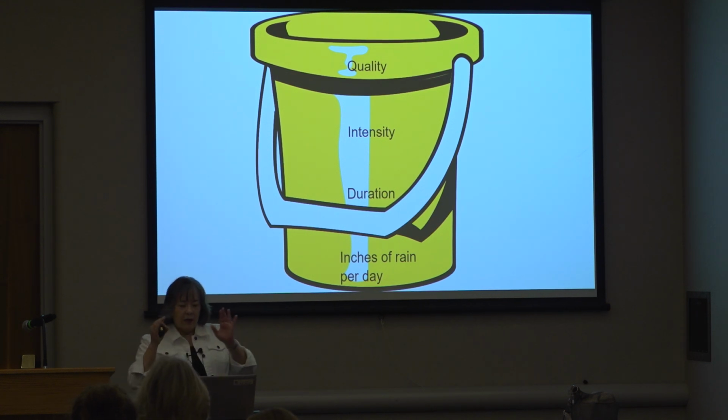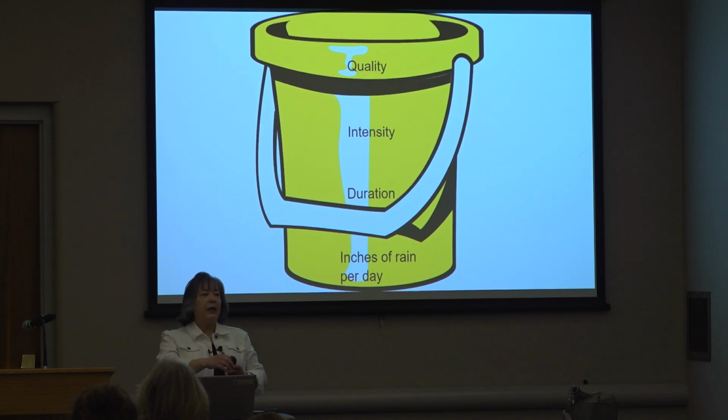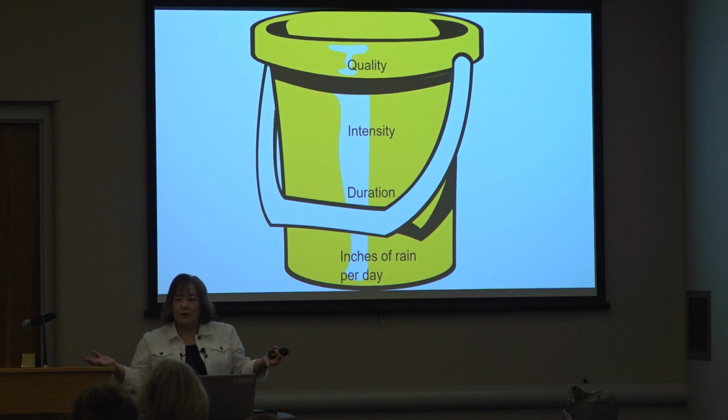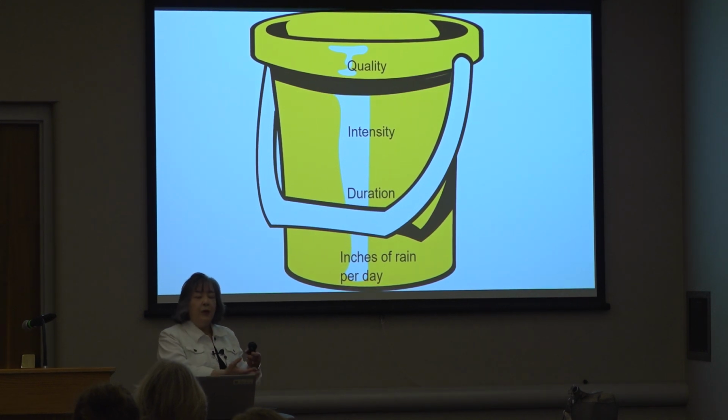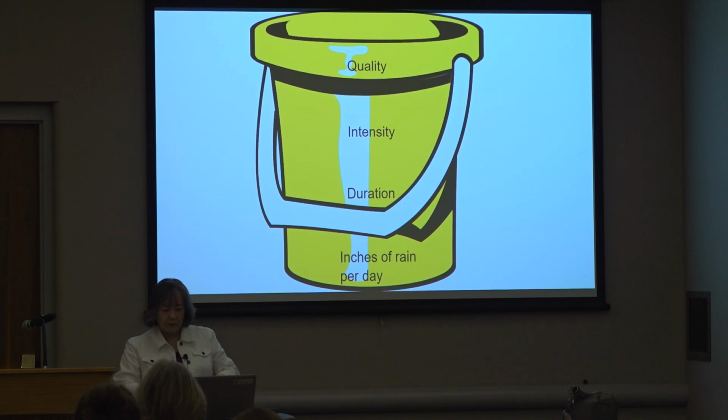The next component is intensity. We think about rain as it's falling. You can have a light mist, you can have a sprinkle, and then you can have a downburst of rain. That goes to the intensity. But intensity doesn't mean anything if you've got a downburst, but it only lasts for 5 minutes. So that's where duration comes into play. You take quality, intensity, and duration, and that's inches of rain per day. So I'm going to use this analogy, but use it with light.